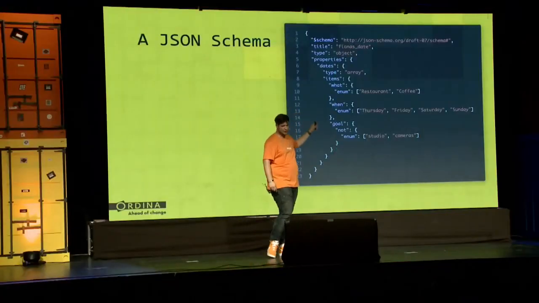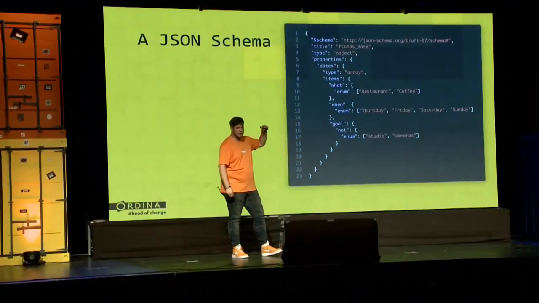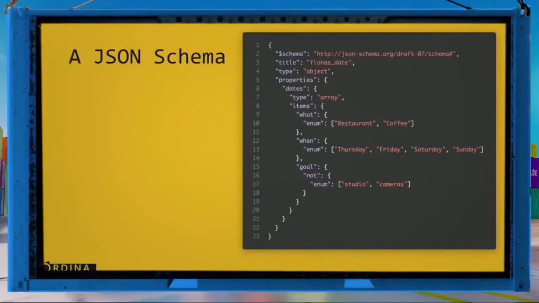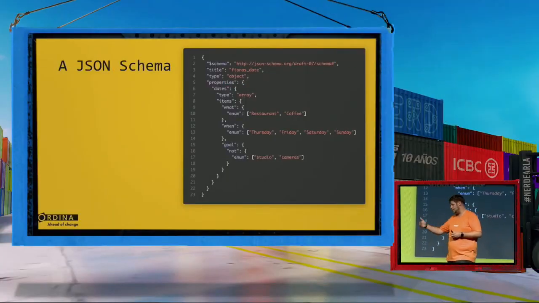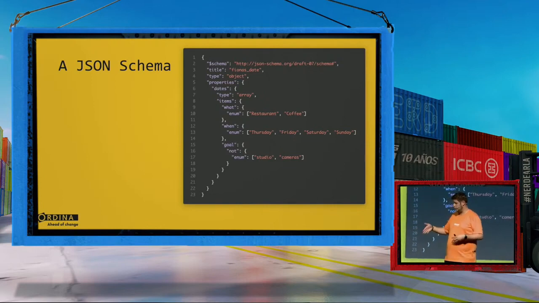This is basically a JSON schema. So previously we just said what are the types, but that in itself is not a JSON schema. So here you see the JSON schema itself, which has a schema version. It has a title. It has a type. In this case, it's an object. The object has some properties, which is a date, just an array of dates, and every date consists of an item with what, when, and the goal.